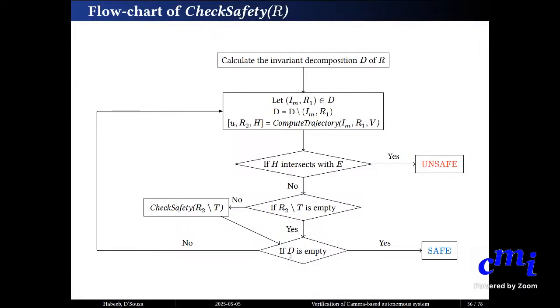If D is empty, then you're done. Yes, safe. Otherwise, sir, this is technically the for loop over the decomposition of all the regions. Then you have to go to the next region. Yes, sir. This is the for loop. While making the flowchart, I did this because I cannot write loops in flowcharts. That's why I did this. Oh, this is not in the paper. Sir, I modified this so that... Okay.